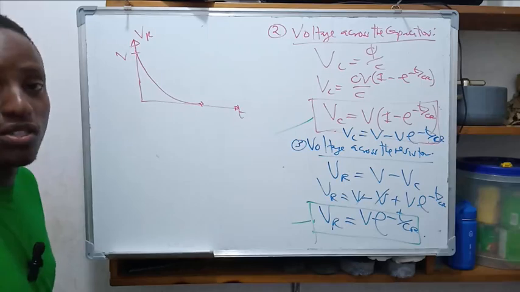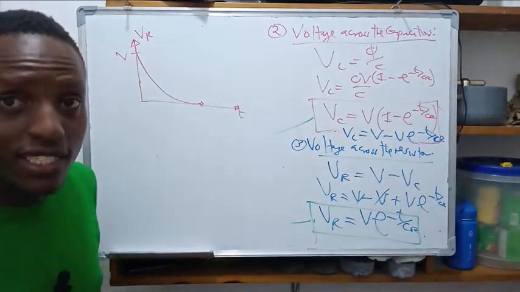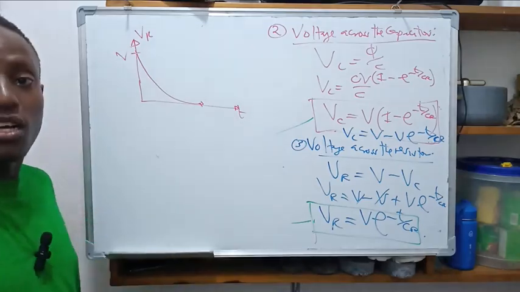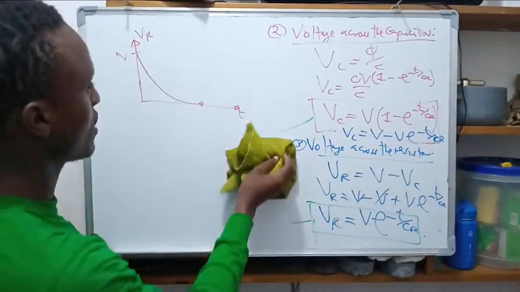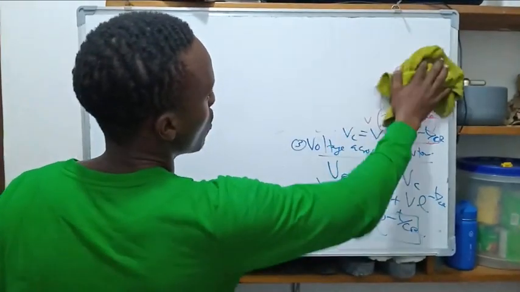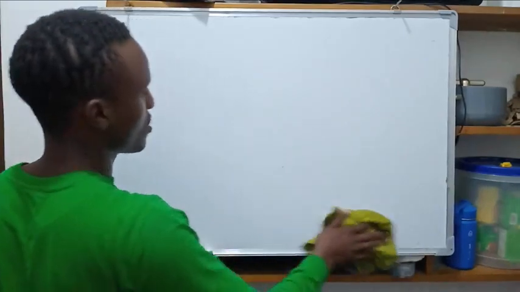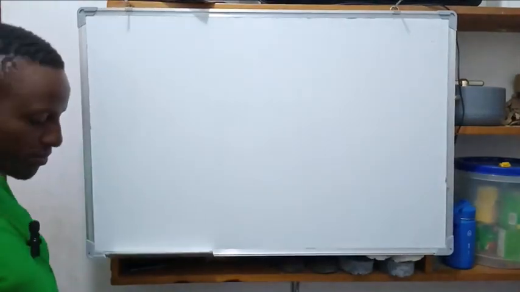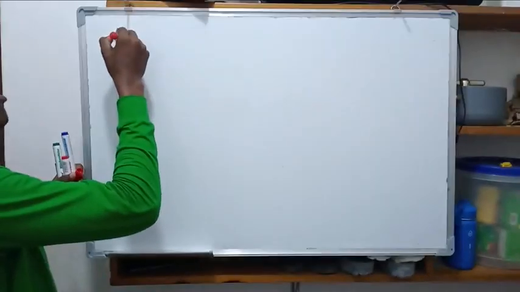Let's speak about the current instead of the voltage. They can also ask you questions like the rate of flow of charges, meaning the current flowing as the capacitor is charged, as the electrons flow from the battery to the capacitor. Speaking about the rate of flow of charges, number 4, cases.